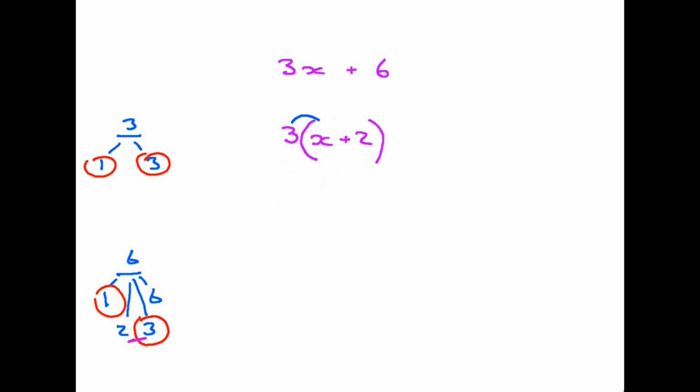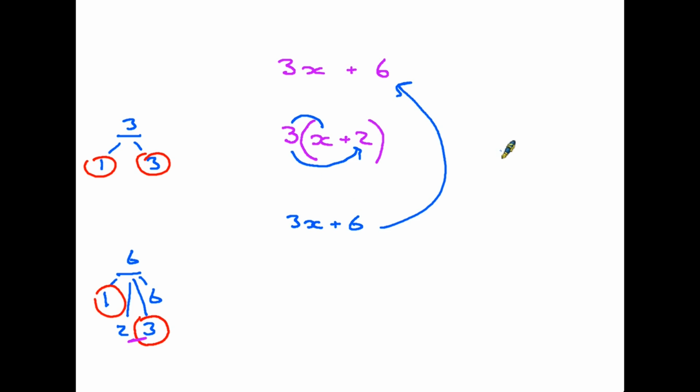Firstly, we multiply the 3 by the x, which gives us the answer 3x. Everything is positive, so it stays as a positive. We then multiply the 3 by the 2. 3 times 2 is 6. We are back where we started, therefore our answer is correct.